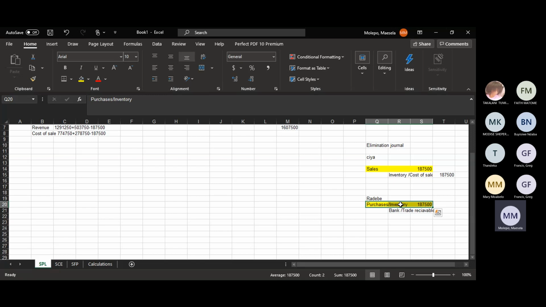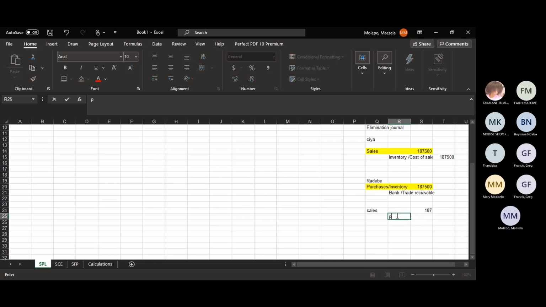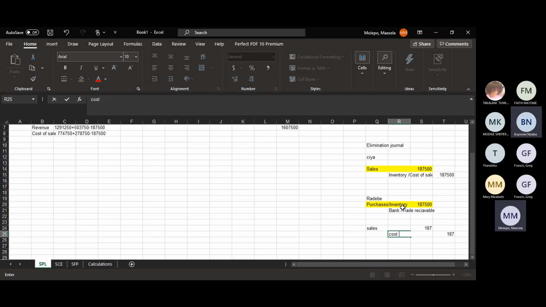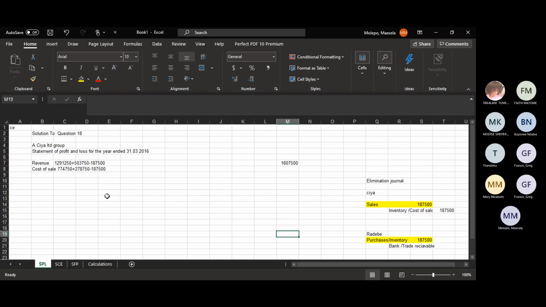So when we eliminate on the journal alone, it's going to be sales 187, and then the purchases 187, which remember the purchases, they increase what? The cost of sale. That's why now this we record on the cost of sale. You get it. So we are deducting the same amount of 187 because it affects both sides, in the books of SIA and in the books of Hadebe. Now all these two, they are group. So you're happy.